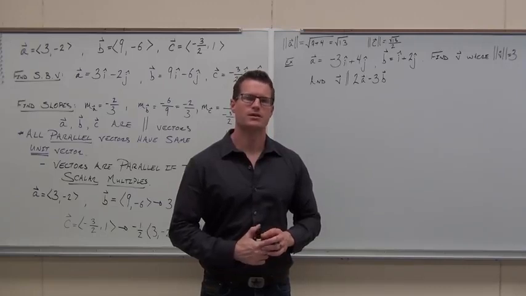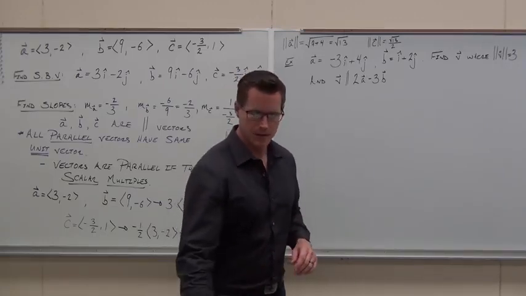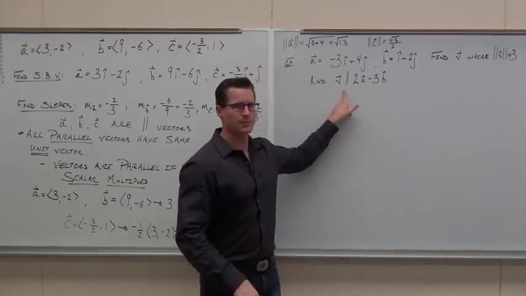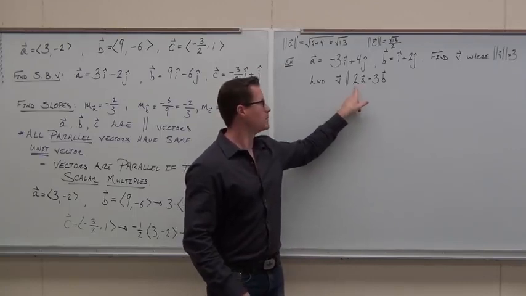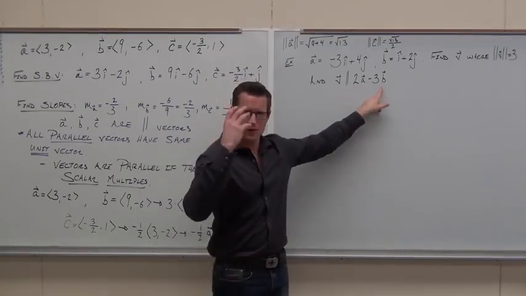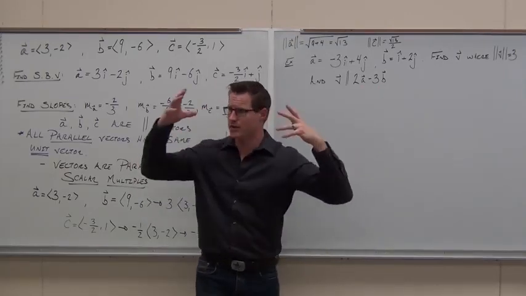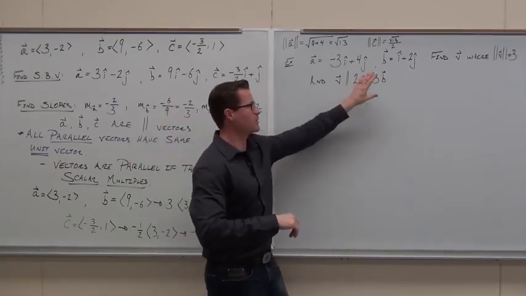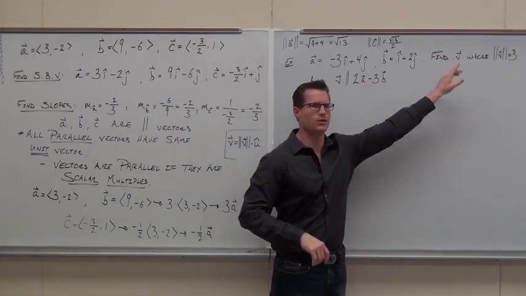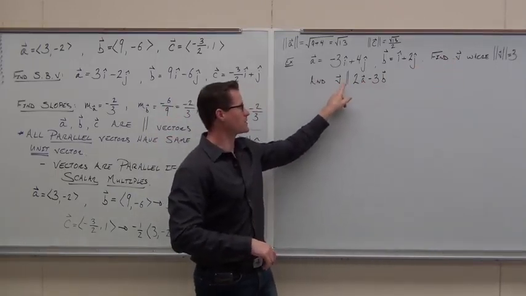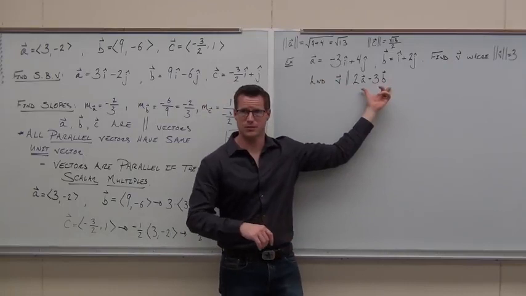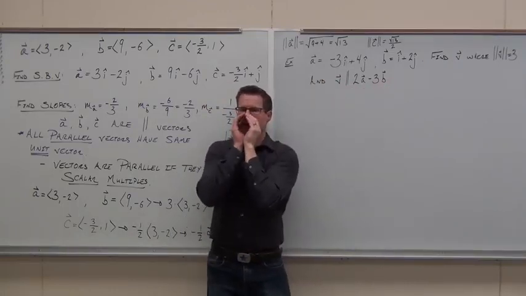We want something that's, okay, let's think about it. We want something that's parallel to this. Follow the thought process, because I know it's new. It's not hard, but it's new. It's weird because you have to think about it, okay? We want a vector. Don't start with magnitude. That's the last thing we're going to do. We want a vector that's parallel to another vector. How do you know when two vectors are parallel?